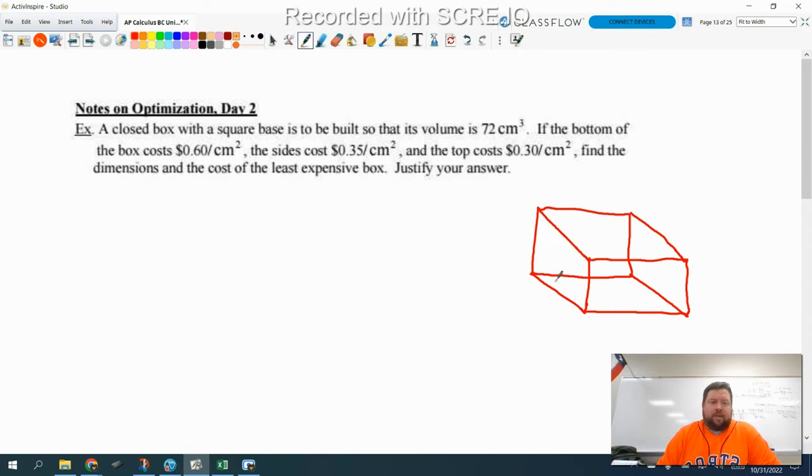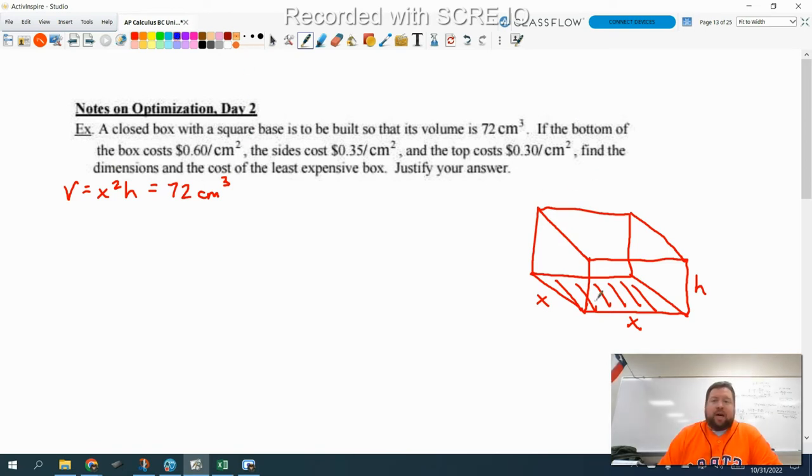All right, so I'm going to say that this is my base right there, and it has a square base. So I can label this side and this side both with X. And then our height will be a different value, so H. Then the volume of this box would be X times X times H, so volume is equal to X squared H. They tell me that the volume is 72 centimeters cubed. All right, so we have that equation. We'll keep that to the side for now, and then we'll come back to it later.